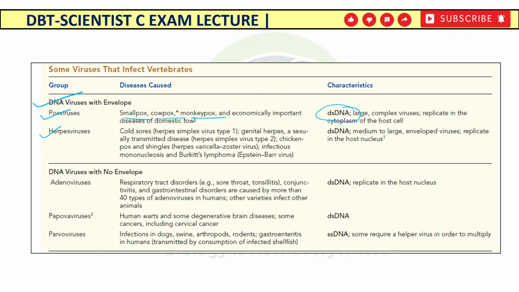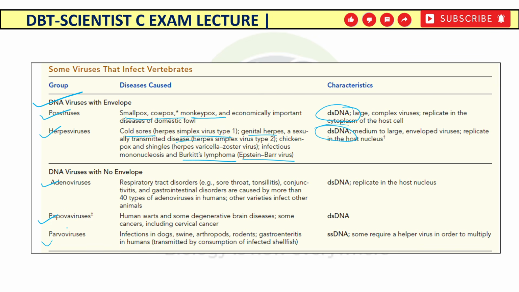And herpes virus is known for cold sores, herpes simplex type 1 and genital herpes, a sexually transmitted disease, right? So apart from that, chickenpox and shingles are also examples of herpes virus. EBV, the causative agent of Burkitt lymphoma, also has double stranded DNA. Now DNA viruses with no envelope include adenoviruses, papovaviruses and parvoviruses.